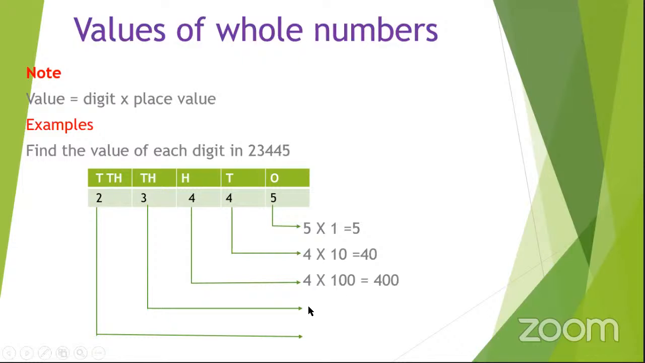So who can guess, how can we get the value of 3? Yes, Chris, your hand is already up. Chris, can you tell us? 3 times 1,000. Good. How many zeros does 1,000 have? 3 zeros. 3 zeros, good. So we multiply 3 times 1,000, and that's how it will be.